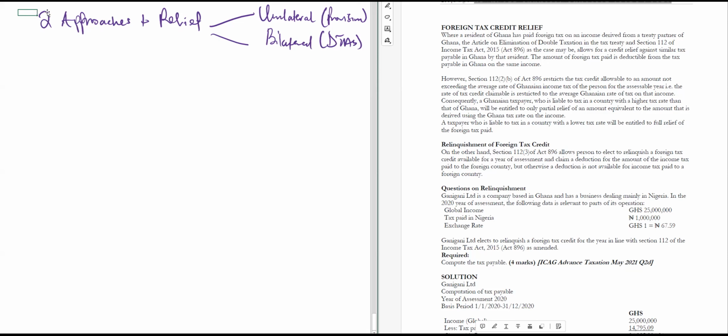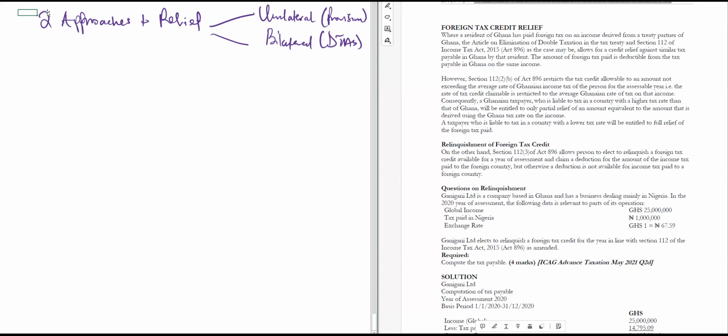So in accordance with Section 112 of the Income Tax Act, where a resident of Ghana has paid a foreign tax on an income derived from a treaty partner of Ghana, or even if it's not a treaty partner, Section 112, as the case may be, allows for a credit relief against similar tax payable by that resident. So if it's a treaty partner, we apply this section and then the article in the DTA. If there's no DTA, then the person must provide what? Evidence of the tax paid from the foreign country, like foreign tax receipts and stuff like that, right?